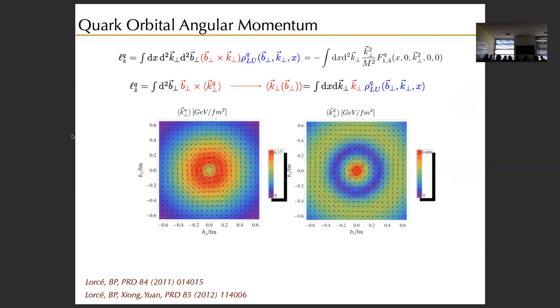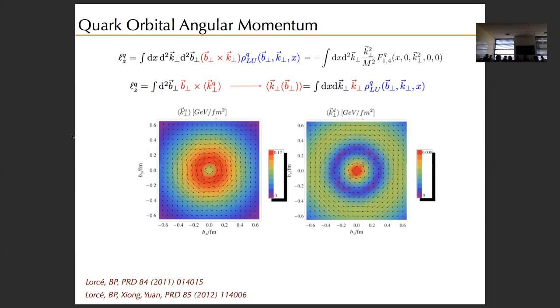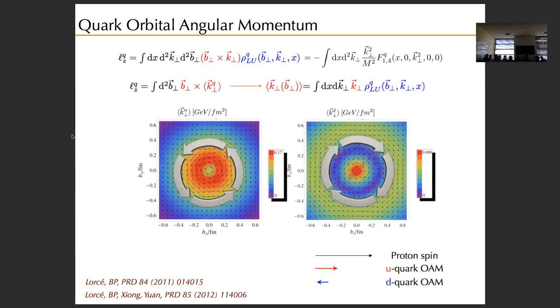In the case of the up quark, you always have the arrow in this direction, which means that when you average over the full coordinate space, you have orbital angular momentum in the same direction as the proton spin. In the case of the down quark, this is just a result of this model, it depends on the model. You always have orbital flow, because the k perp is always perpendicular to b perp, but in this case it's positive and then it becomes negative at the periphery of the nucleon. Then averaging over the full coordinate space, we have orbital angular momentum which is opposite to the proton spin.